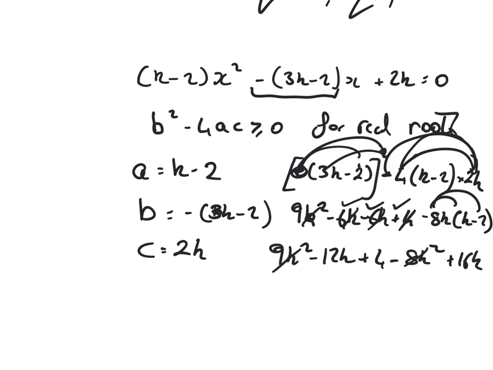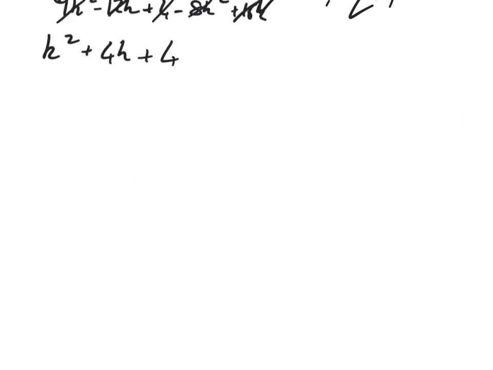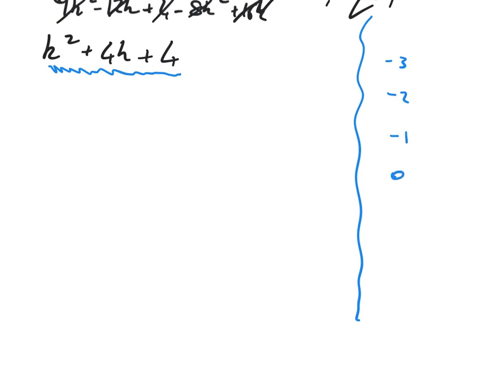Okay, so 9k squared minus 8k squared is k squared, minus 12k plus 16k is plus 4k, and I've got plus 4. Okay, we now need to prove that this expression is going to be greater than or equal to 0 for all values of k. Now, the way to think about that, as an aside, is thinking about what happens when I square values, and something that we can say is always true.